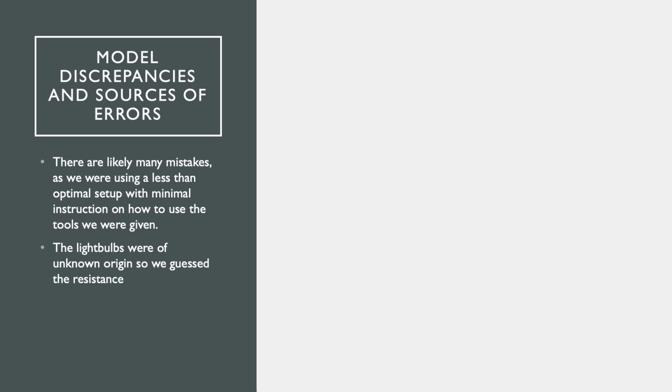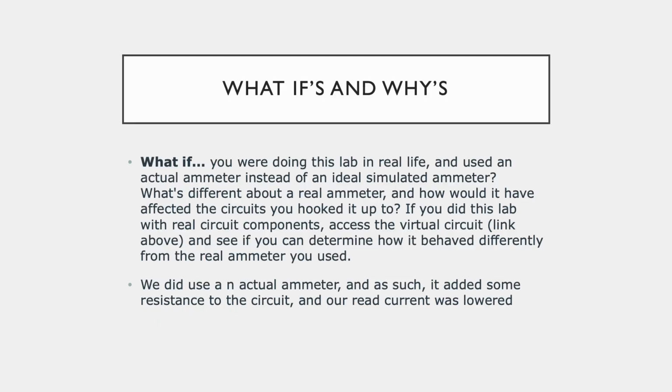So, what ifs and whys? What if we'd been in the lab in real life and used an actual ammeter instead of an ideal ammeter? How would it have affected things? Well, since we used the actual ammeter, it did add resistance, and our current was lower, but we adjusted based on our calculations.